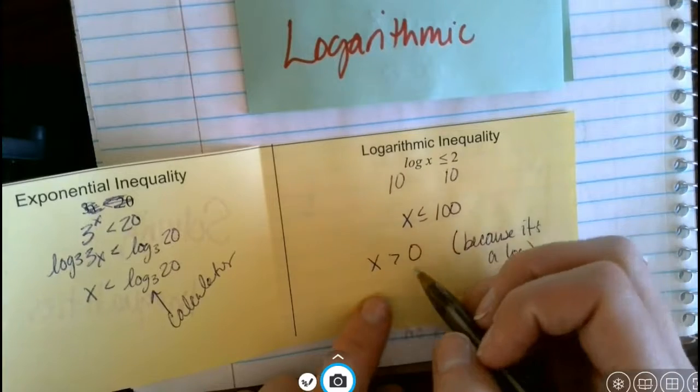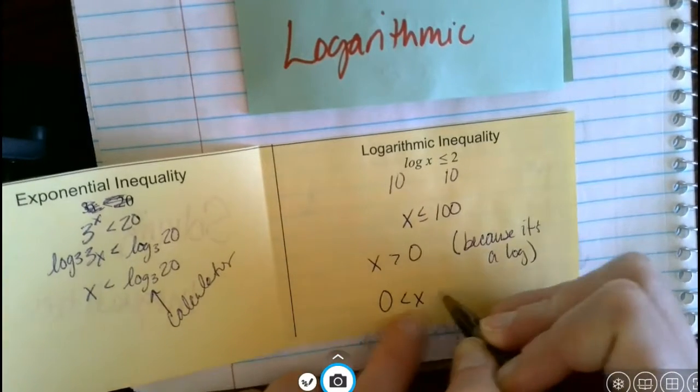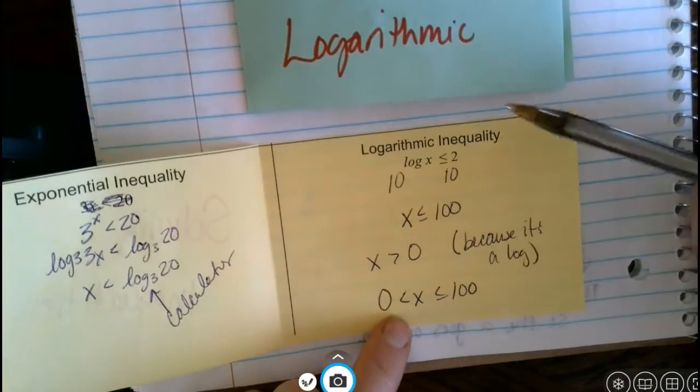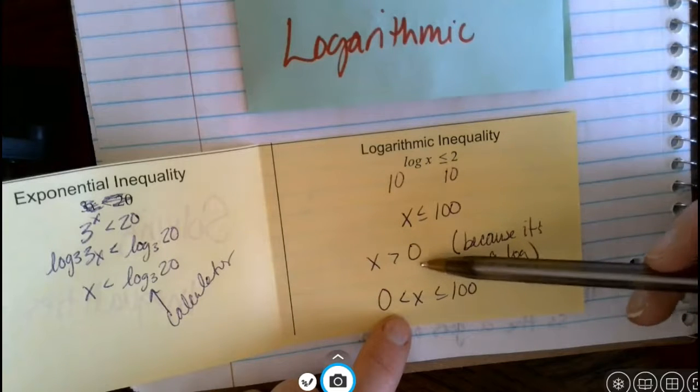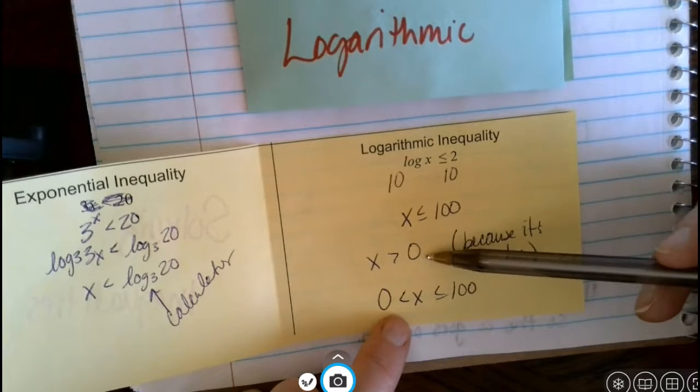So then my final answer is I can include these because 0 is going to be the smallest value it can ever be. And it can go all the way up to being 100. So when we're doing this logarithmic inequality, I just have to remember that it has to also be greater than 0. So no matter what else I get for my answer, I have to remember that and include that in my final answer.